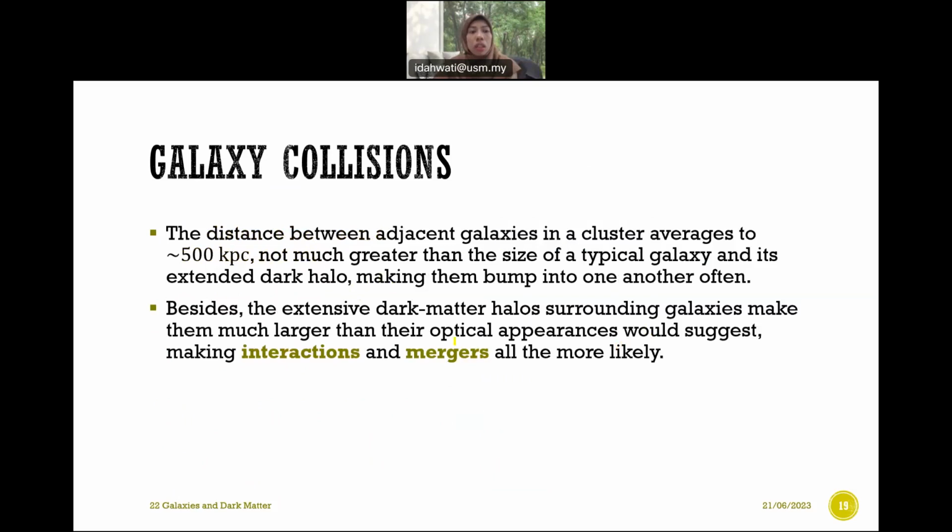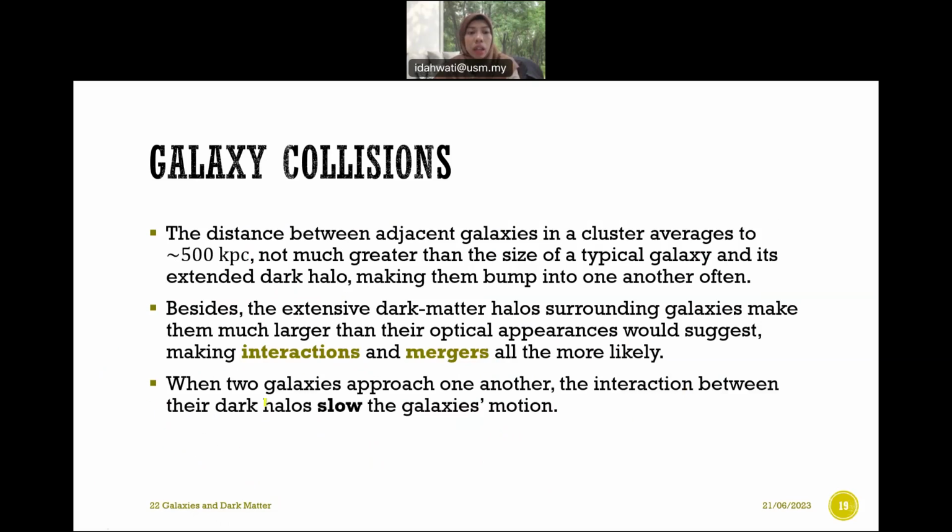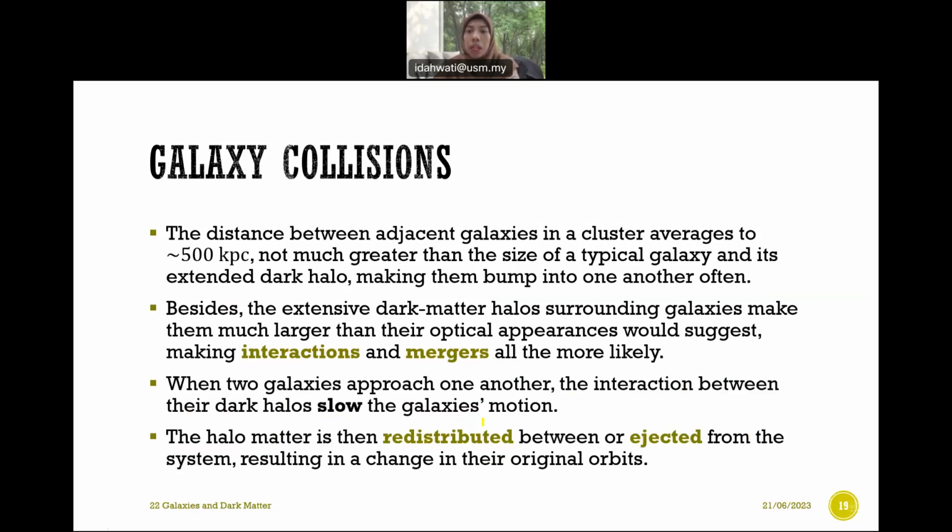Okay, so the extensive dark matter halos surround the galaxy, making them much larger than their optical appearance, and this suggests that interactions and mergers are more likely when two galaxies approach one another. The interaction between their dark halos slows the galaxies' motion, and that halo matter is then redistributed between or ejected from the system, which results in a change in their original orbit.